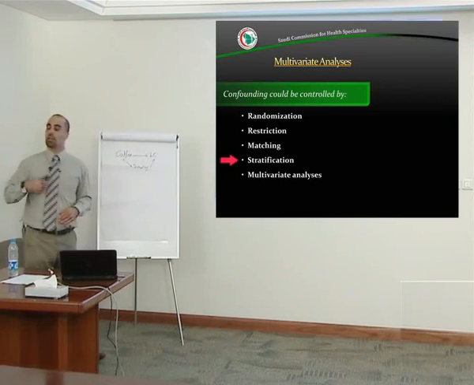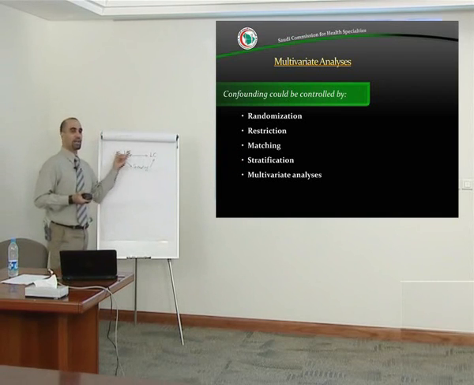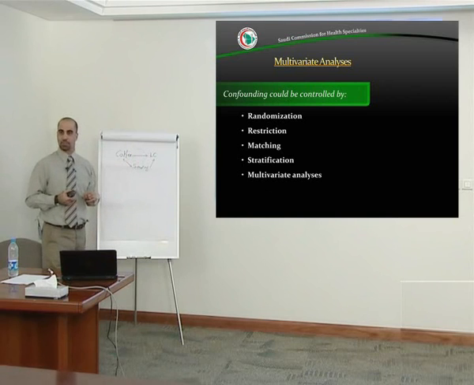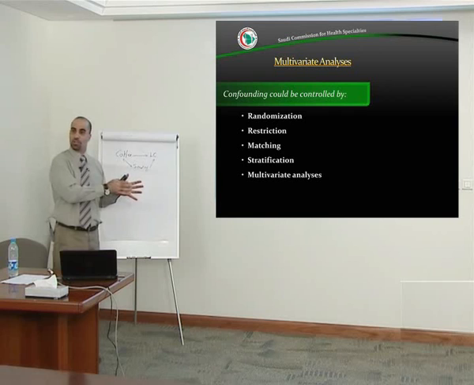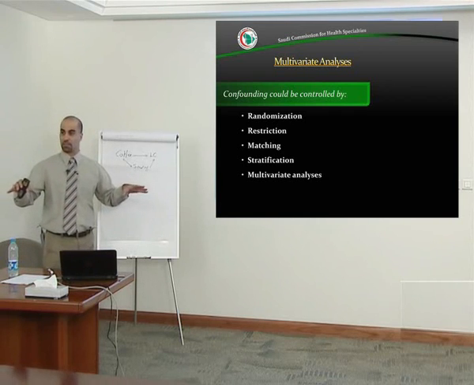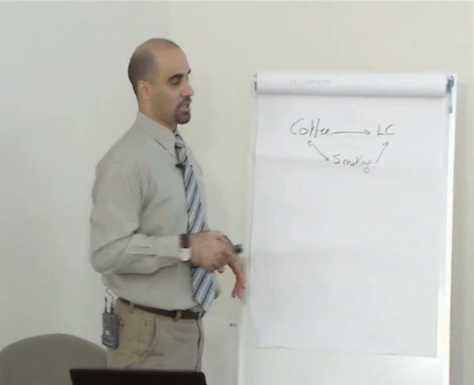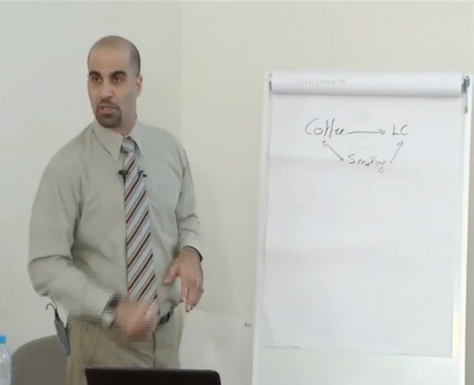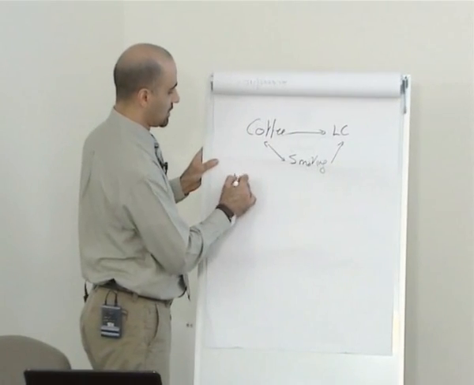Stratification is when I'm analyzing my data. I do not consider everybody together, coffee and lung cancer. I stratify them. In other words, I take smokers alone, non-smokers alone, and I do my analysis. And eventually, I will be controlling for confounding. But the most important way of controlling for confounding is by the multivariate analysis.